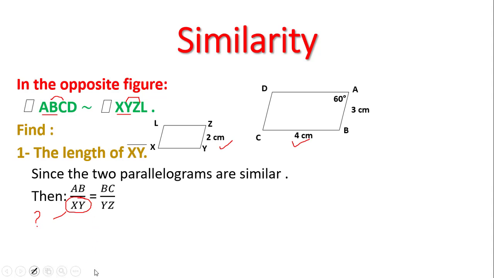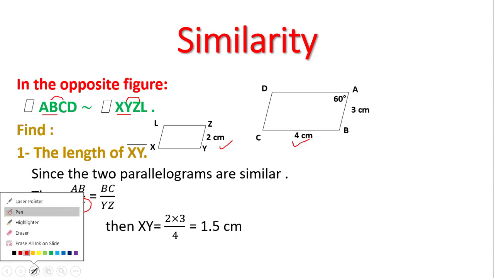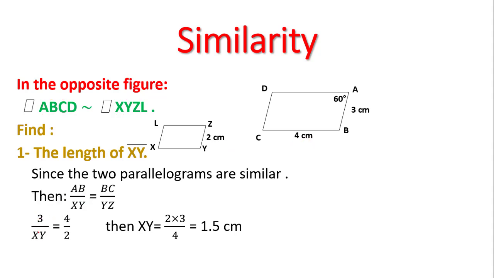Okay, so let's substitute. AB equals 3, so 3 over XY equals BC, which is 4, over YZ, which is 2. So 3 over XY equals 4 over 2. To get XY, I multiply 2 by 3, then divide by 4. 2 multiplied by 3 over 4 equals 1.5. So this is the length of XY.